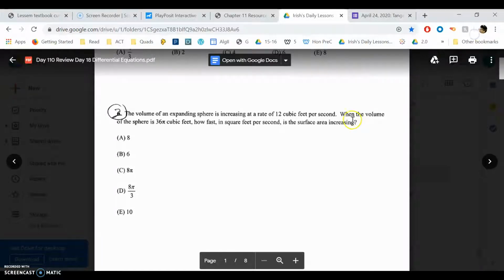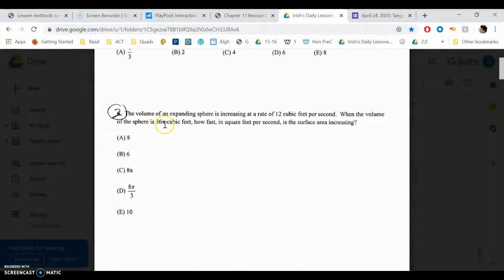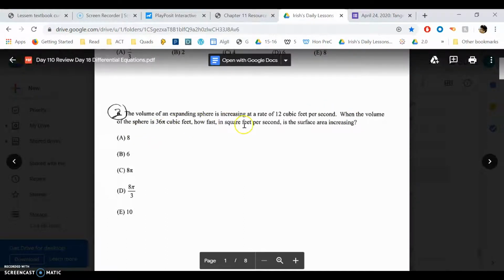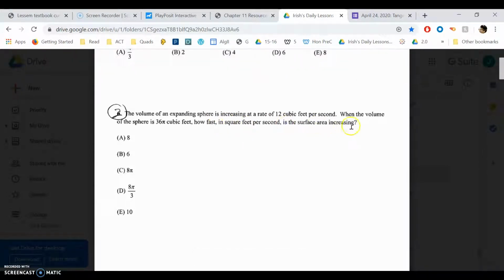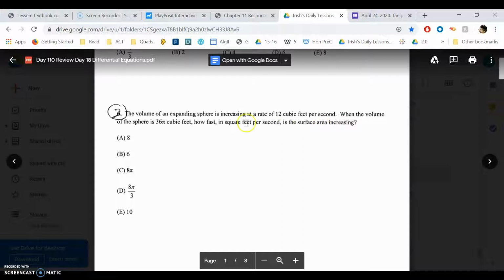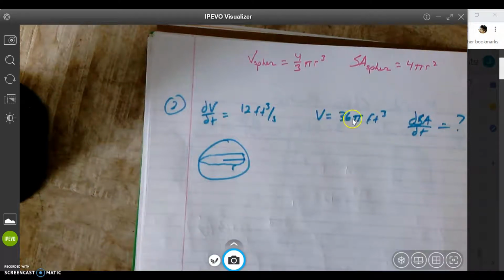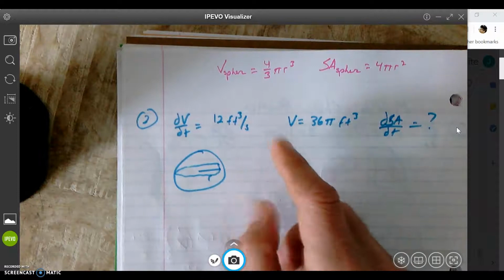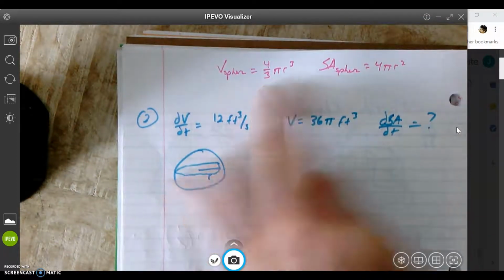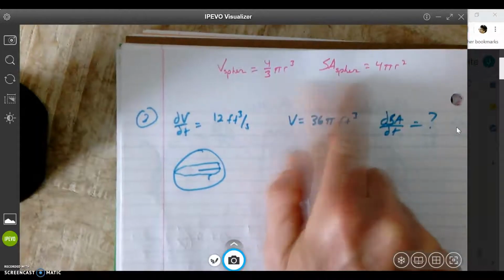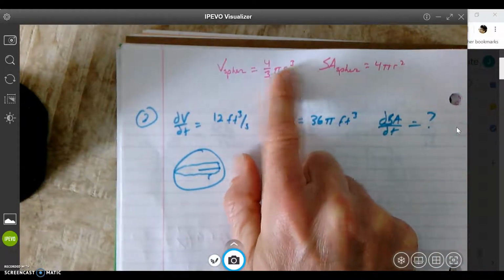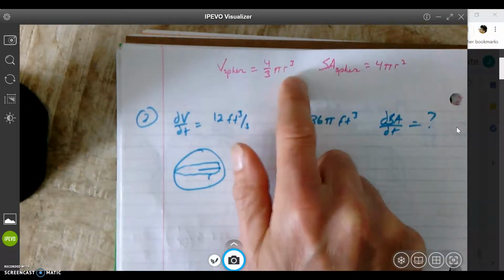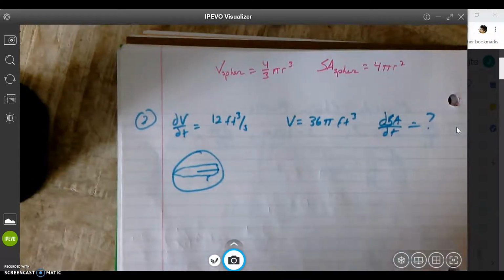What else does it tell me? Let's see. When the volume of the sphere is 36 pi cubic feet, so it gives me the volume. How fast in square feet per second is the surface area increasing? So very similar to the last problems, we're finding the surface area change over time. Okay. So it gives me the volume is 36 pi feet cubed, and I'm looking for the surface area change over time. So I forgot what the volume of the sphere is. This is an open note test, and so you just go and Google it, and so you get the volume of the sphere and surface area of the sphere right here. So I wrote those down, and if you notice that the derivative of the volume is actually the surface area. Weird how that works.